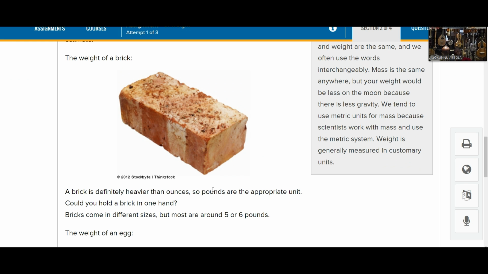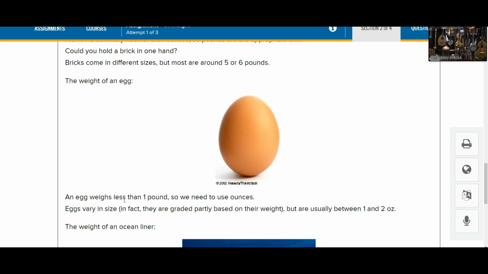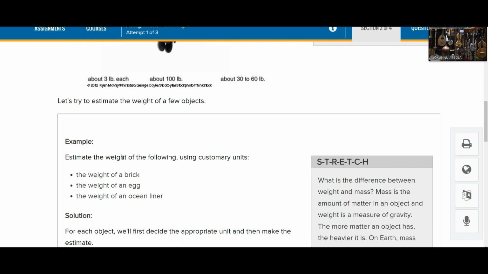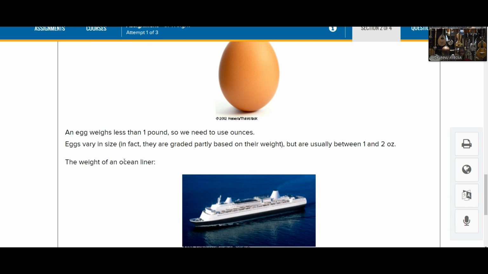Most bricks are about 5 to 6 pounds. Then the weight of an egg will be in ounces, though it's a little bit larger than grams according to what we've seen in the previous page. An egg weighs less than 1 pound, so we need to use ounces. Eggs vary in size. In fact, they are graded partly based on their weight, but they are usually between 1 to 2 ounces.